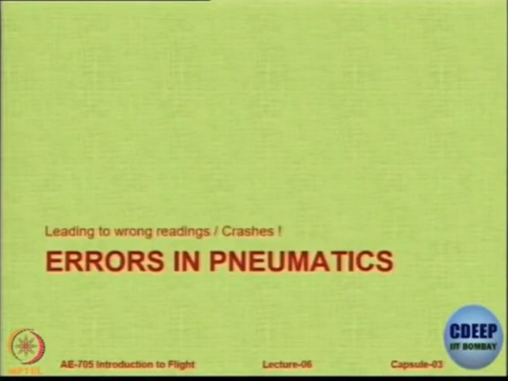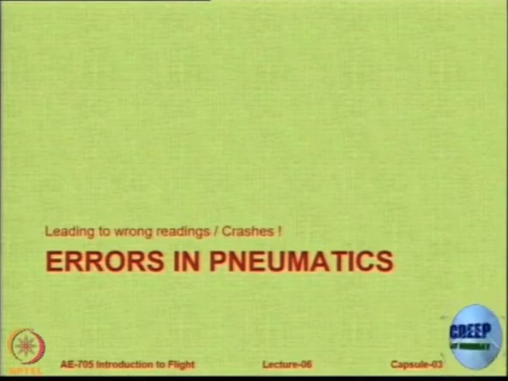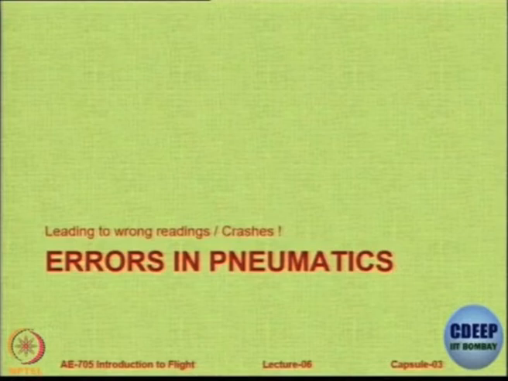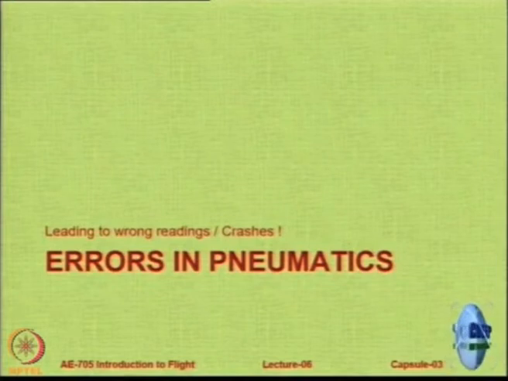So we notice that for measurement of vertical speed and for measurement of altitude, we use only the static pressure. For measurement of speed, we use both static and total pressure, because the difference of them is dynamic pressure, half rho V square, and that is used to show the reading on the instrumentation.